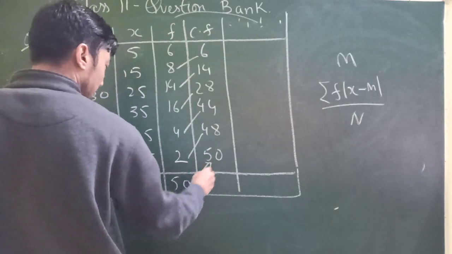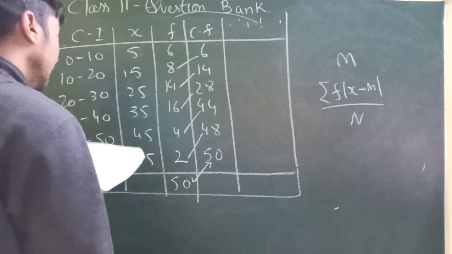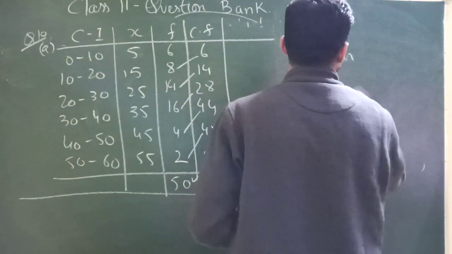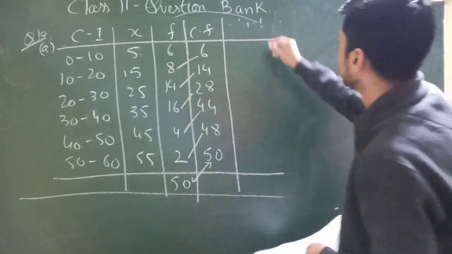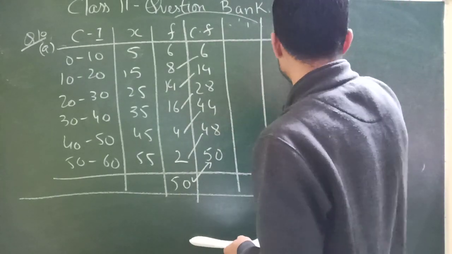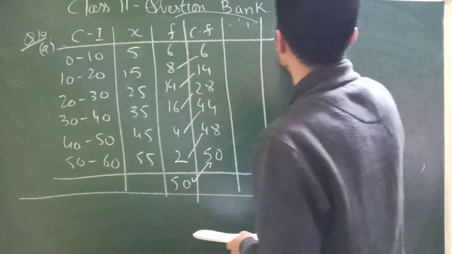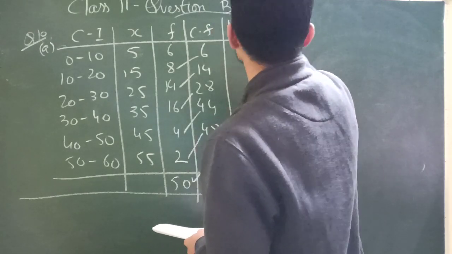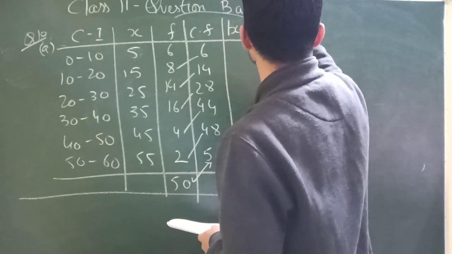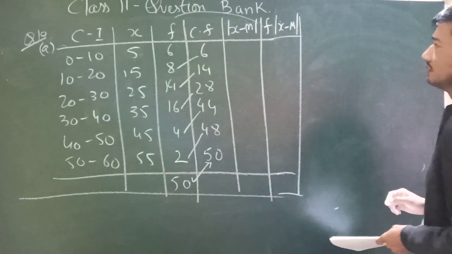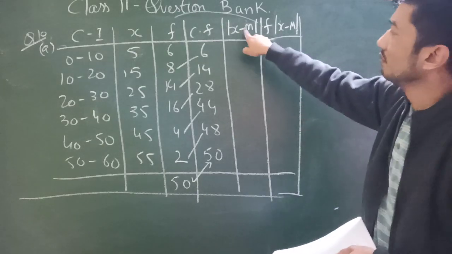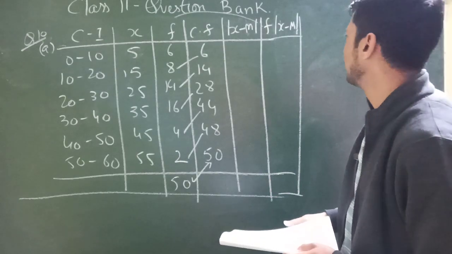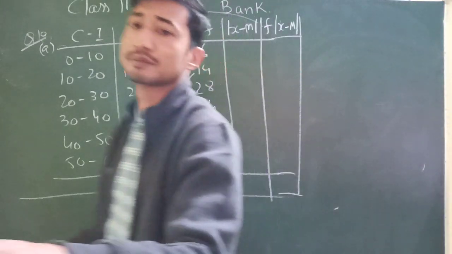So we can check and verify, that's going to be 50 into 50. So we'll need two more tables. The formula is the same. One will be, as usual, to find out the deviation from the median, the magnitude, that is |x minus m|, and f into its product.